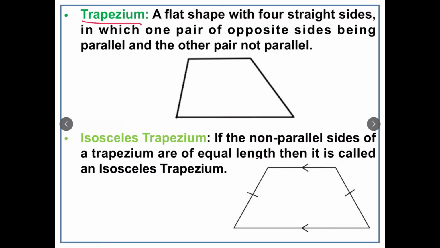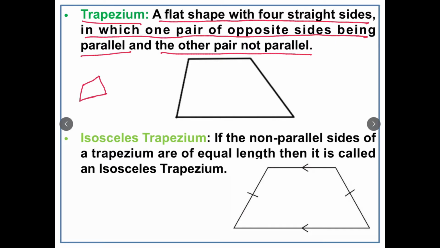The definition of trapezium is a flat shape with 4 straight sides, in which one pair of opposite sides is parallel and the other pair is not parallel. The main thing in the trapezium is, when we have a general quadrilateral, if any 2 sides of this quadrilateral, let's say these 2, are parallel, then this will be known as a trapezium.